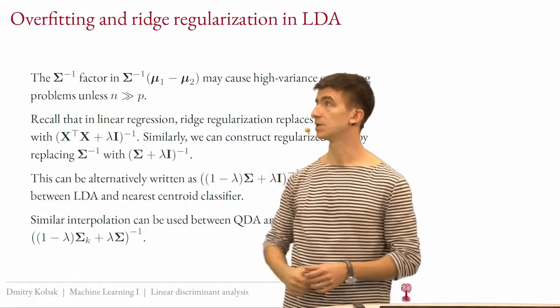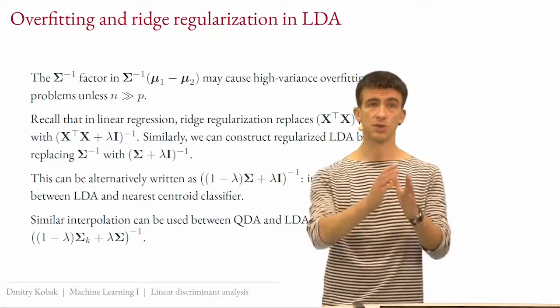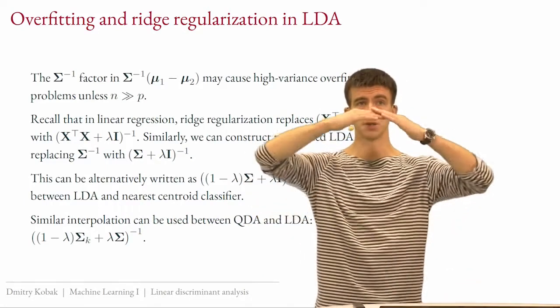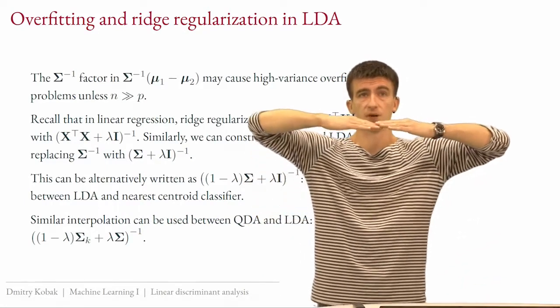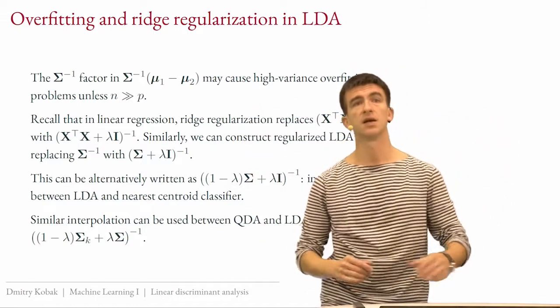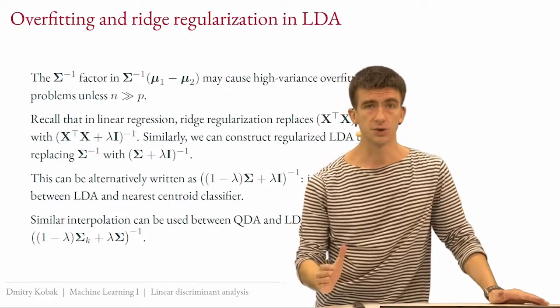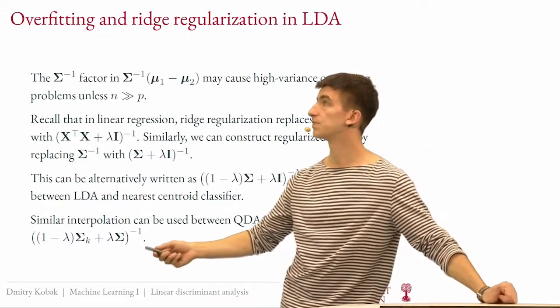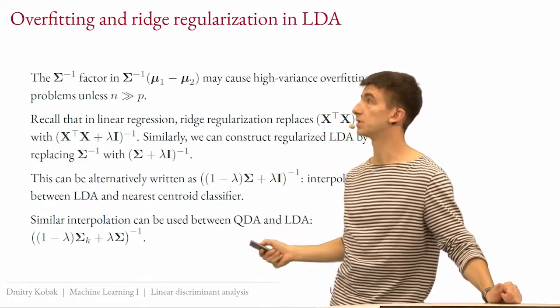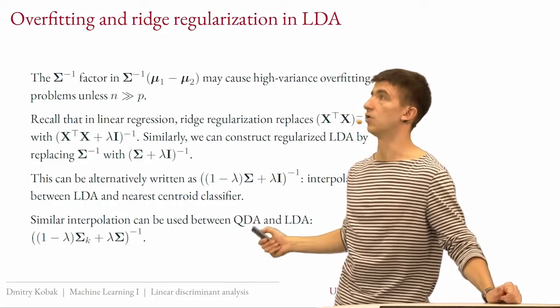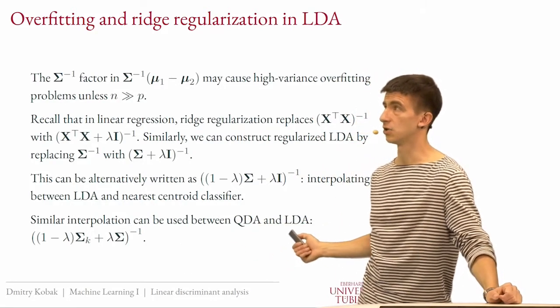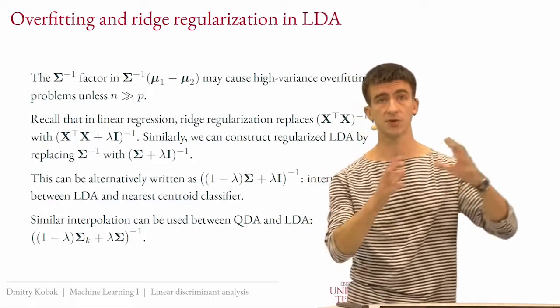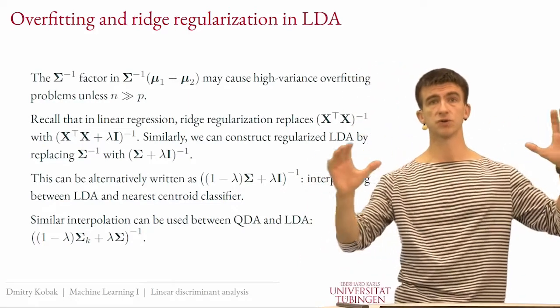It will be quadratic unless lambda is one, but it will become more and more linear, right? Your decision boundary will straighten up and up until it becomes completely straight at lambda equals 1. And this may help with overfitting if you're in a regime where QDA overfits but LDA does not. So there's actually some hierarchy of model complexity here.